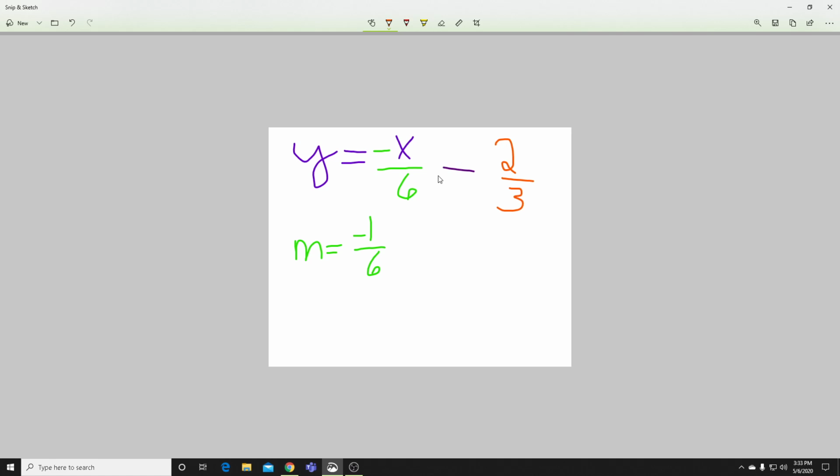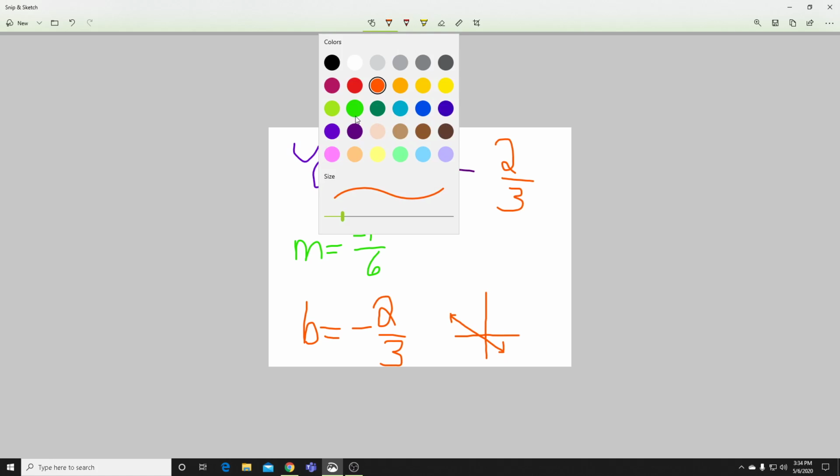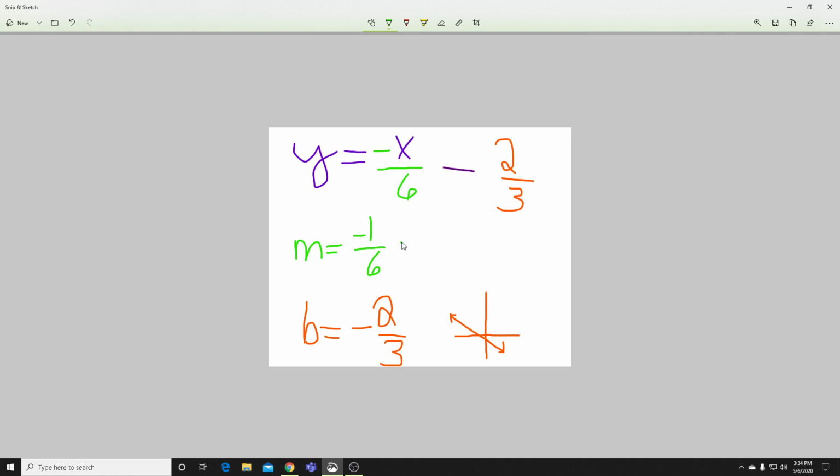Our y-intercept in this case, we're subtracting 2/3. So when you're subtracting, remember subtraction and negatives, they go hand in hand. So they basically mean the same thing. So in this case, our y-intercept would be negative 2/3. So this is where this graph would cross the y-axis. And then this refers to our k, our constant of proportionality, all that we've worked with before.